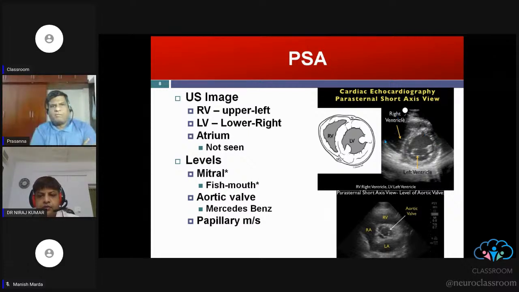First of all, we are at the level of the mitral valve. The mitral valve gives the fish mouth appearance. Then if you tilt your probe slightly upward, you will reach the aortic valve level, where you can see the Mercedes Benz sign. And if you tilt the probe slightly to the lower side, you will reach the papillary muscle level. So there are three levels. At the mitral valve level, there is a fish mouth appearance. This is the aortic valve level. So we have a video for that.